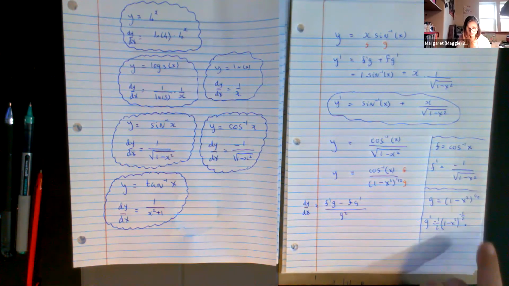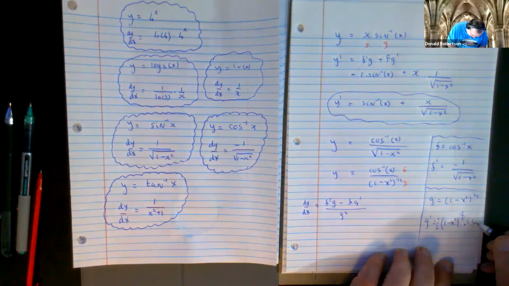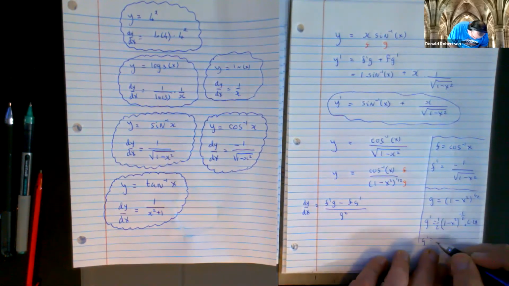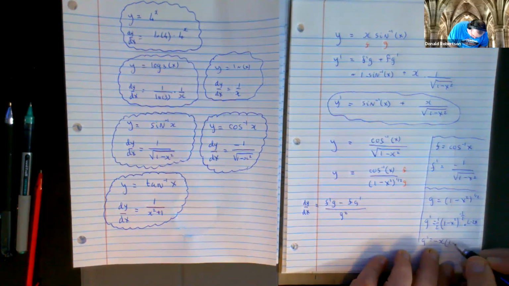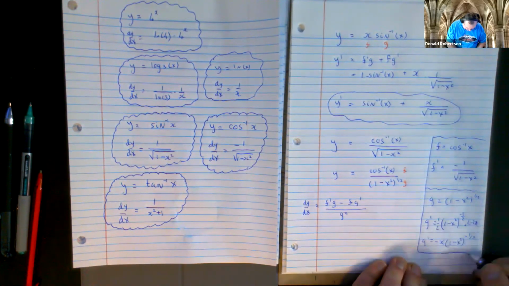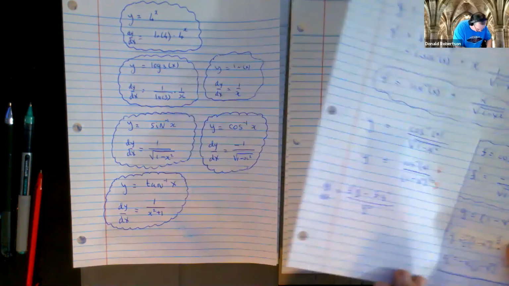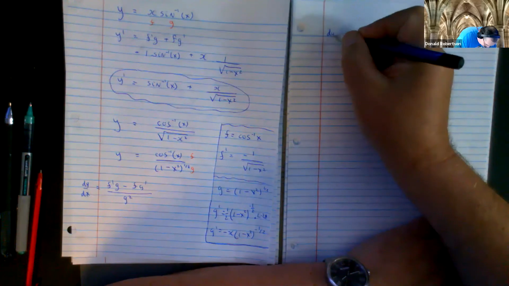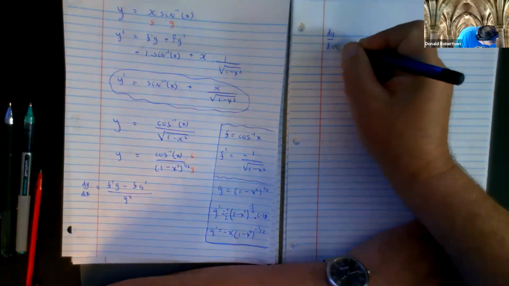-2x. Correct. And I'll make it a little bit tidier, but not much. You get -x, 1 minus x squared to the -1/2. I'm going to move over here because I need a lot more room than I gave myself. So it's a quotient rule.